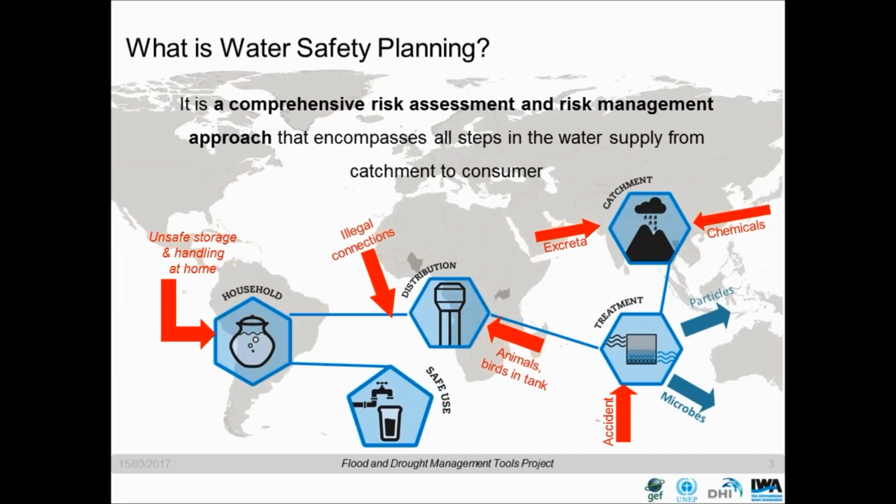So, water safety planning is a comprehensive risk assessment and risk management approach that encompasses all the steps in the water supply. And these are from the catchment through treatment, distribution, storage, and to the consumer.